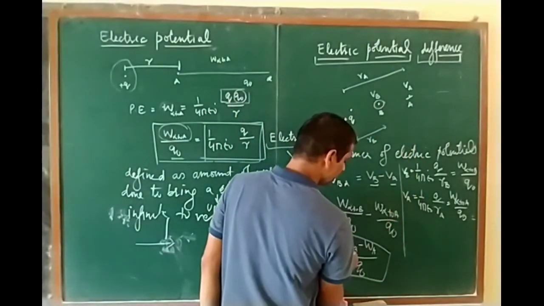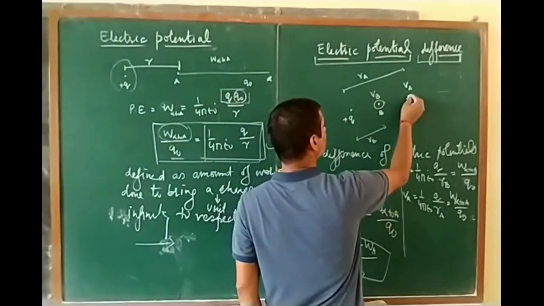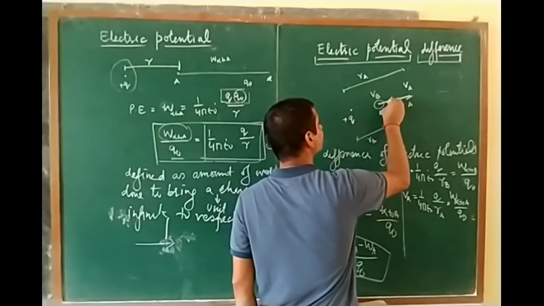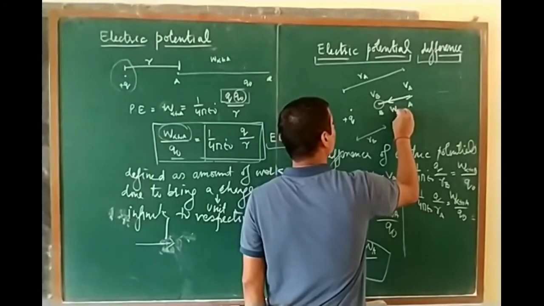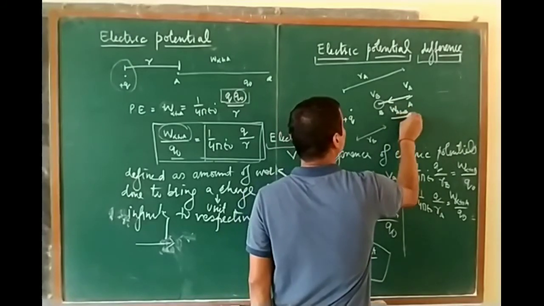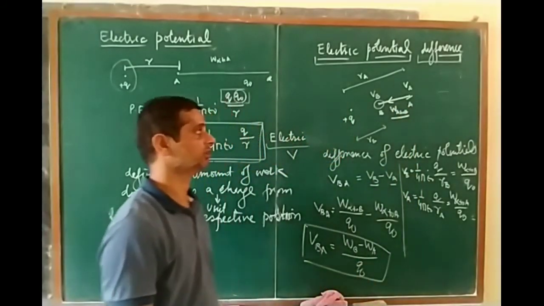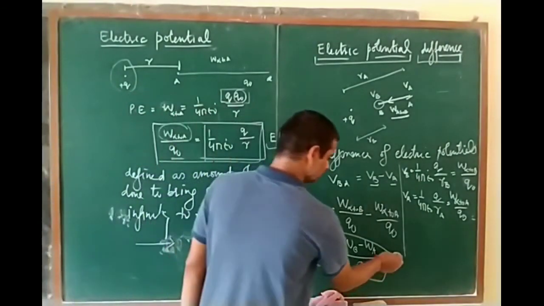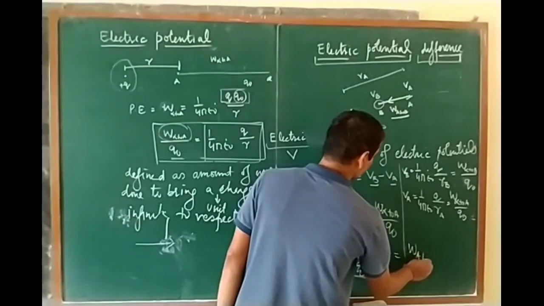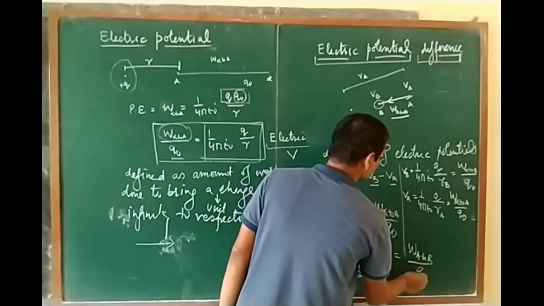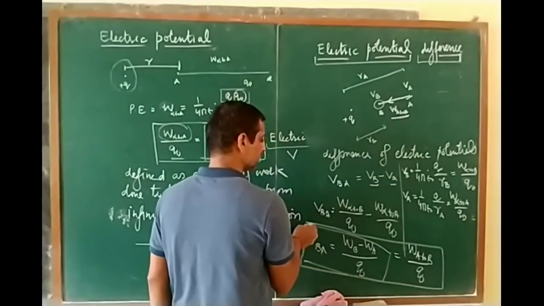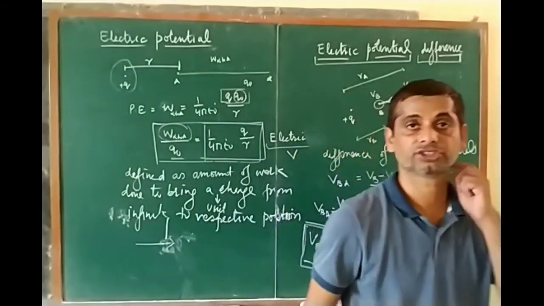Means WB minus WA is nothing but the amount of work done to bring a charge from A to B. So this amount of work done from A to B per unit test charge is known as the electric potential difference. So this is your electric potential difference. This is all about it.